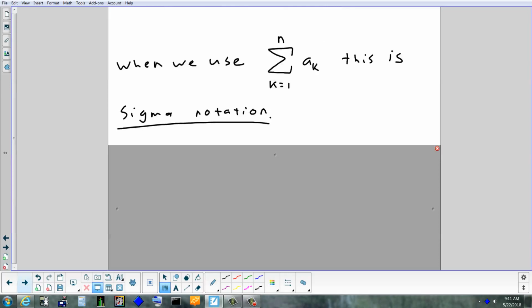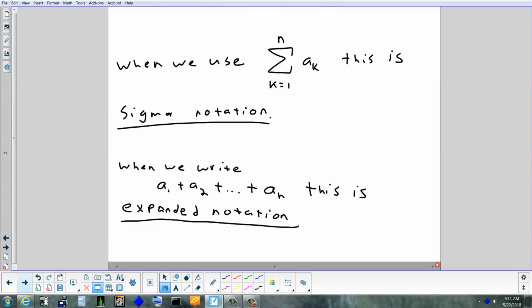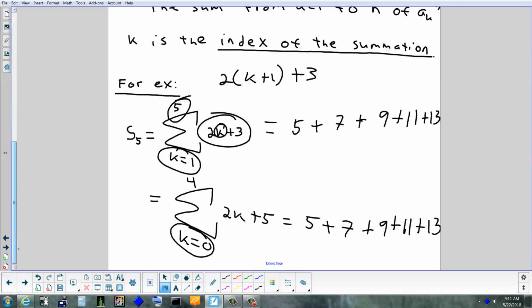So that notation is called sigma notation. When you actually write it all out, you're expanding it. That's expanded notation. So looking back at what we did, sigma notation on the left, expanded notation on the right.